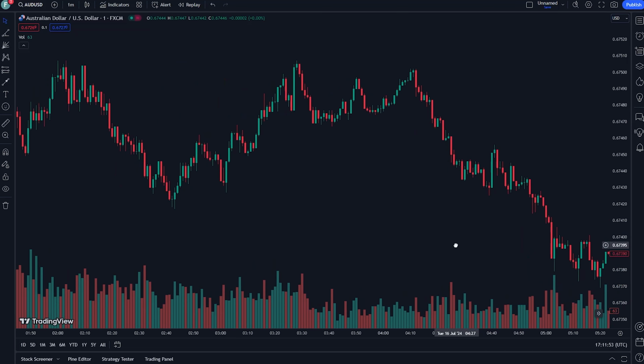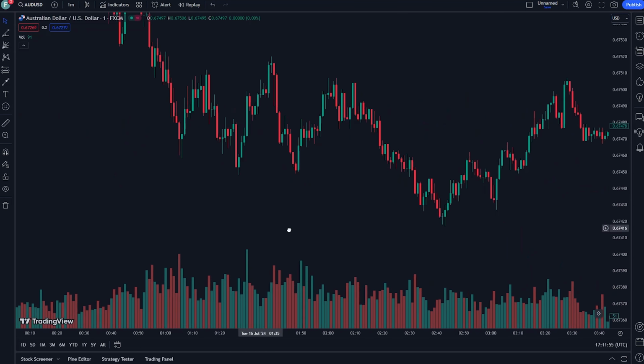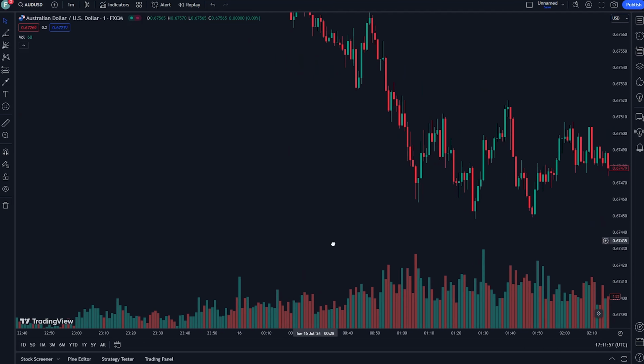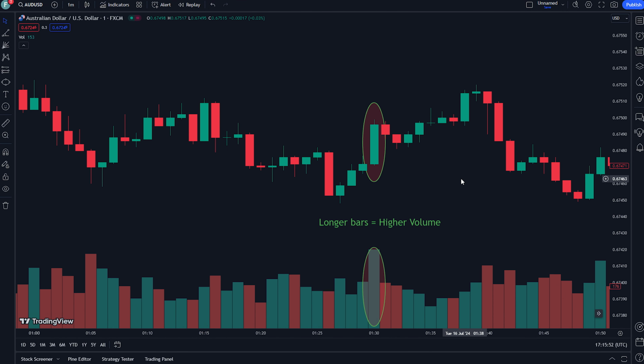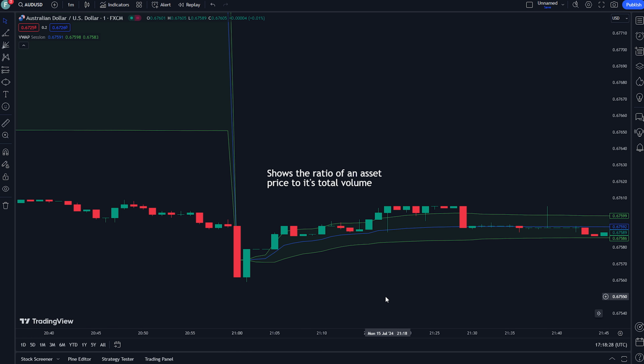Volume indicators. These are the types of indicators that show the strength behind the price movement by tracking the trading volume. Notable volume indicators include price volume, which displays the volume for each candle. So the longer the bar, the higher the volume. Volume weighted average price shows the ratio of an asset's price to its total volume. It can be traded like a moving average or as a dynamic support and resistance.